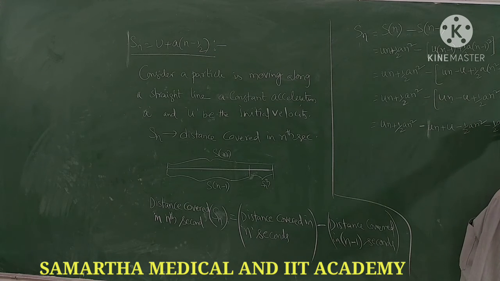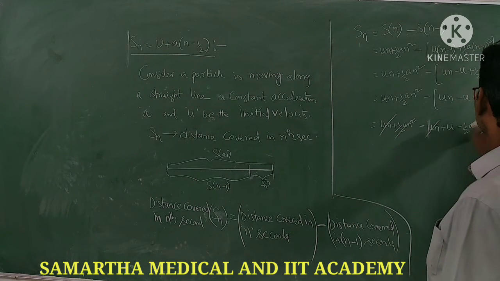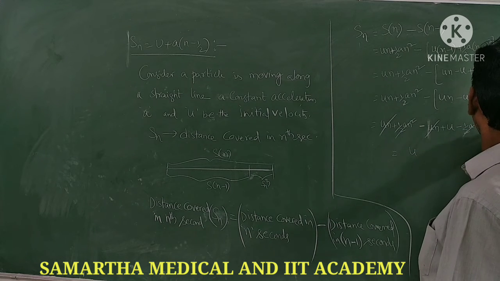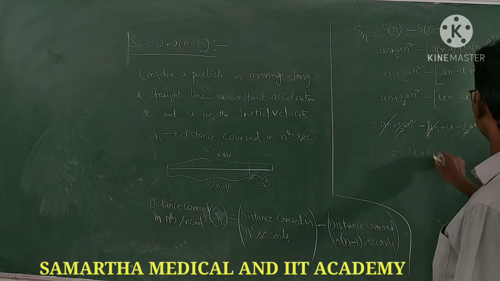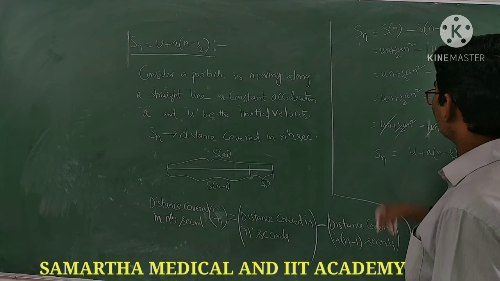The 2 gets cancelled, you will get an. So now you simplify: minus un plus un cancels, half an square minus half an square gets cancelled, you will get u. From these two terms you can take a common, plus a into n minus half. So u plus a into n minus half, that is the distance covered in nth second.